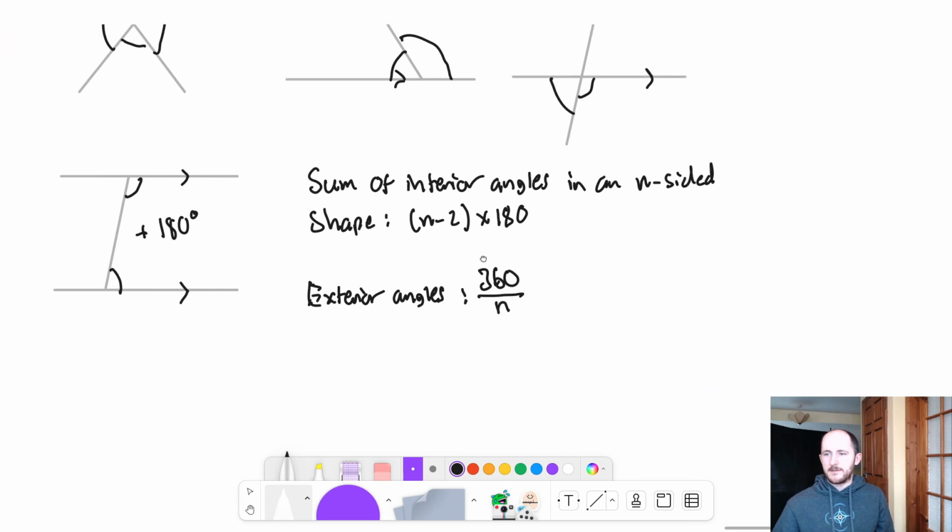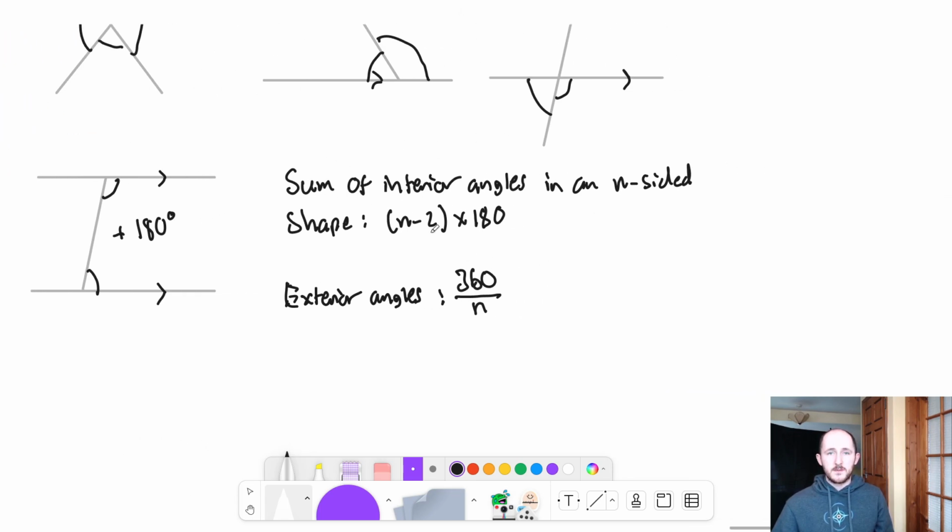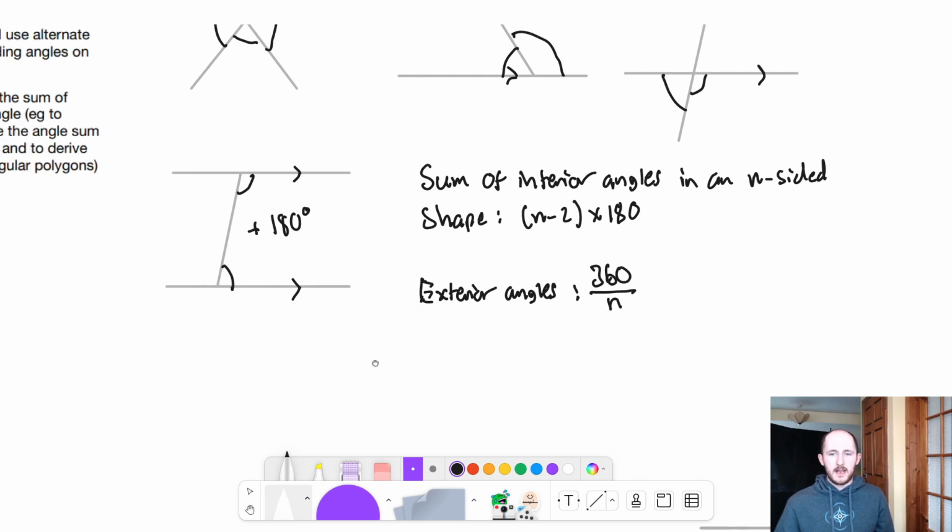Lastly, you have these 2 formulae, which are really useful and you should remember. The sum of the interior angles in an n-sided shape is just n minus 2 times 180. So for example, the triangle has 3 sides. 3 minus 2 is 1 times 180 is 180. It works for every single shape with multiple sides. And exterior angles, again, you're doing 360 divided by the number of sides you have.